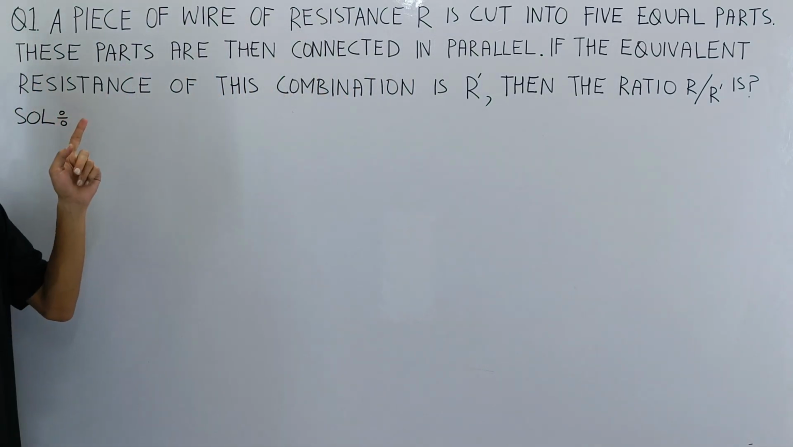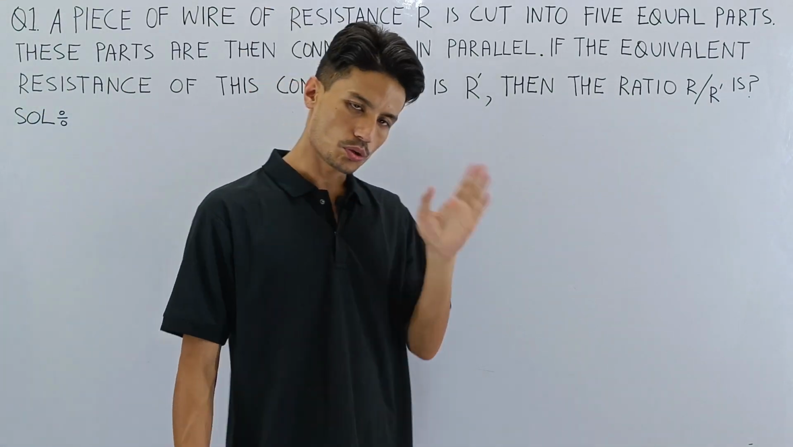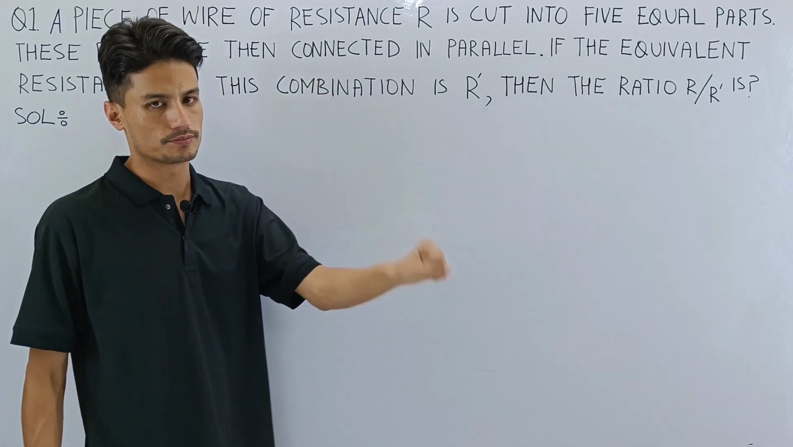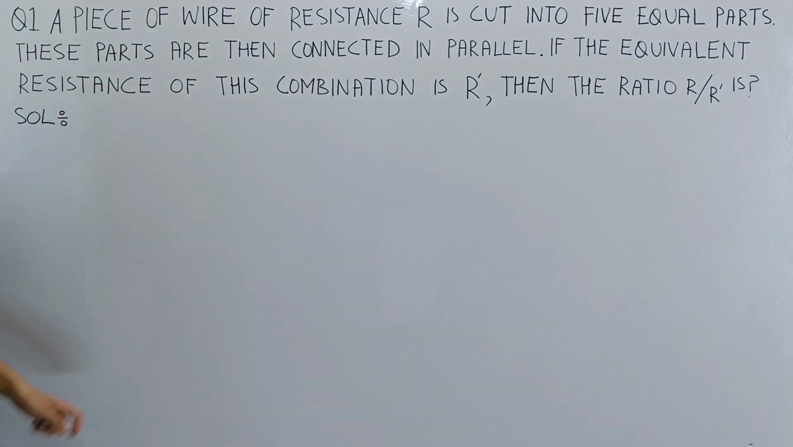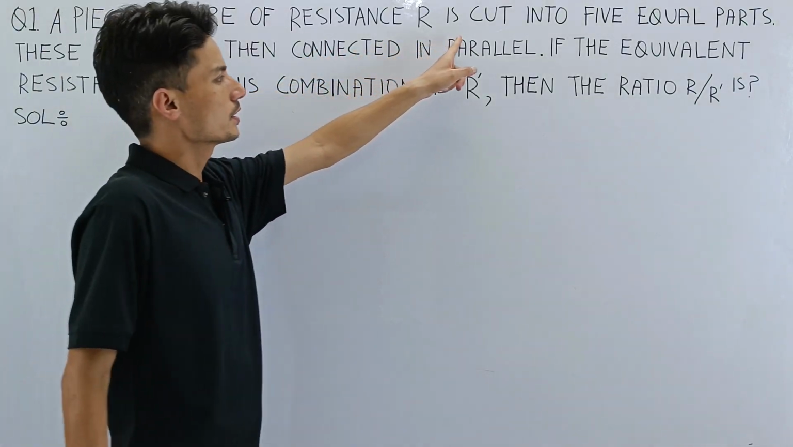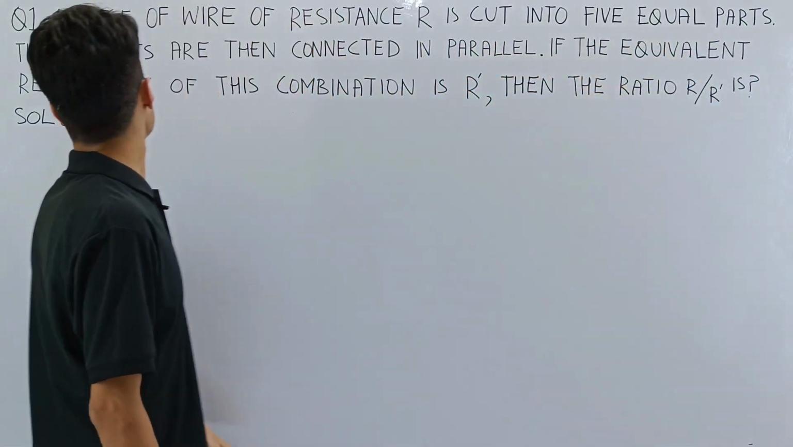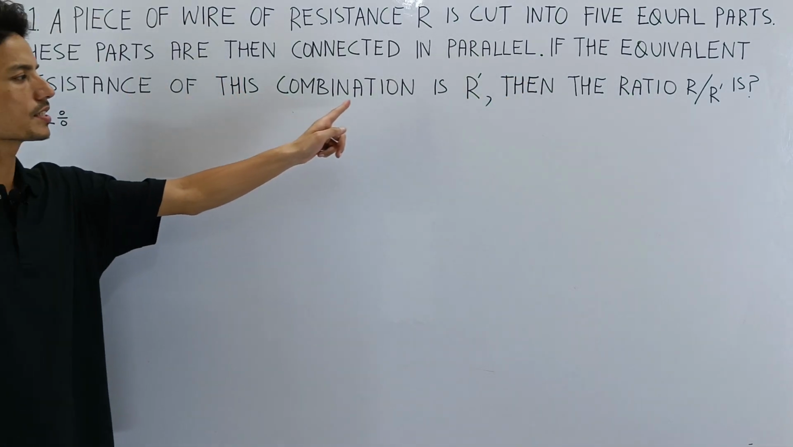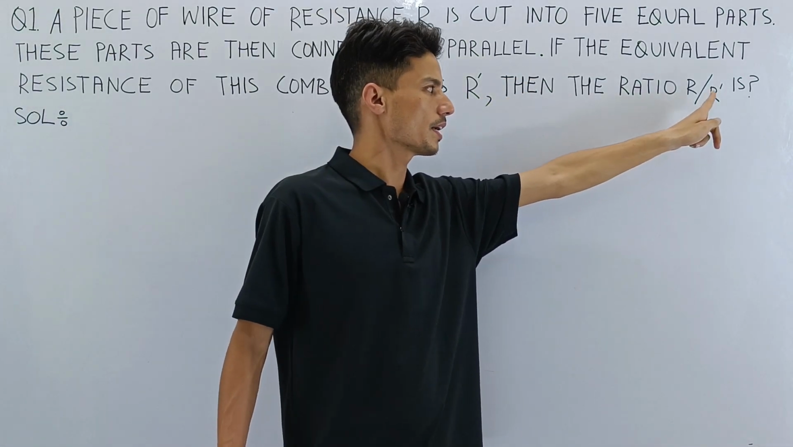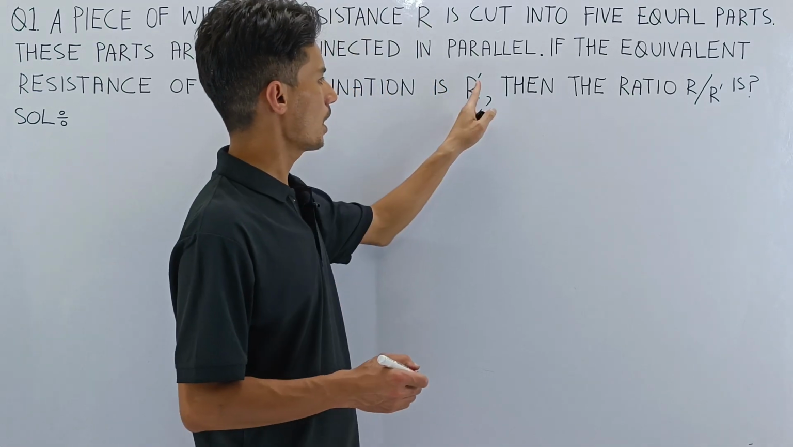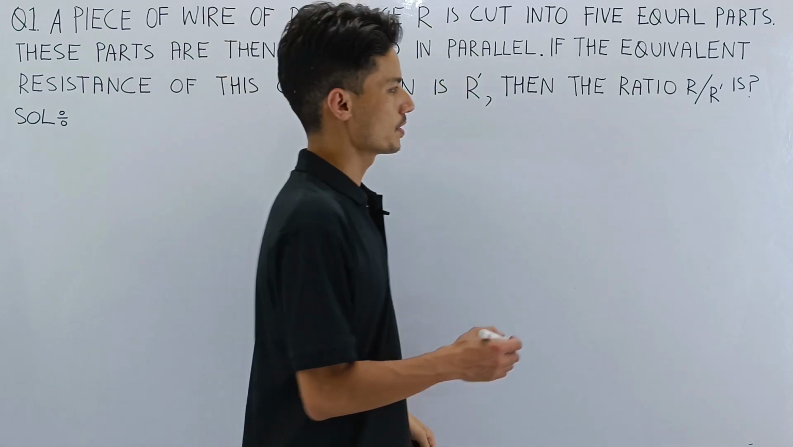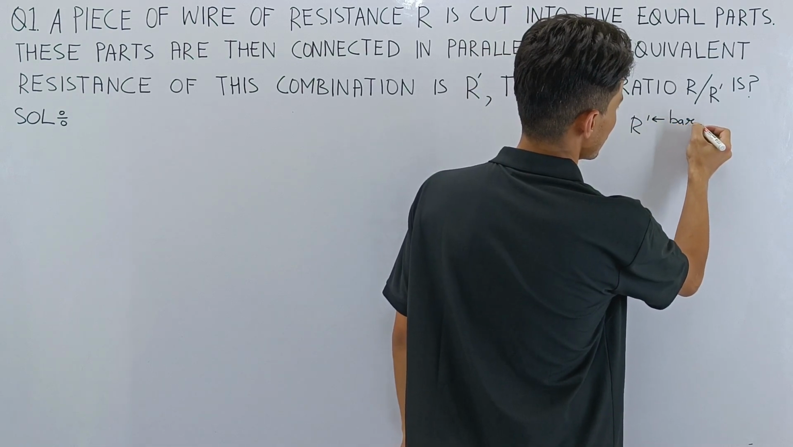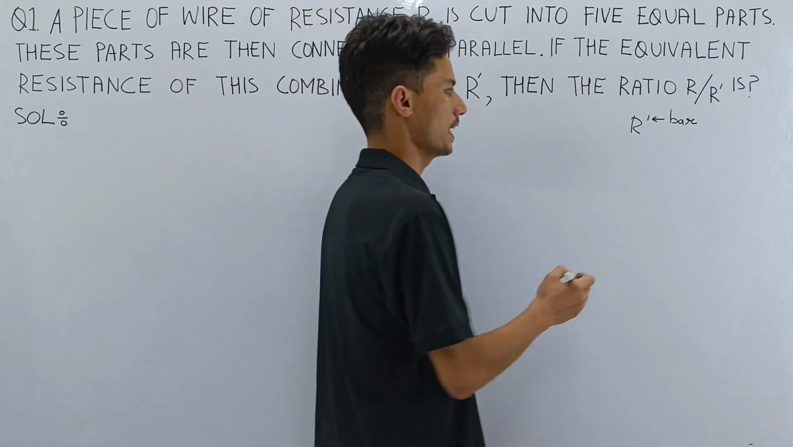The first thing to solve a numerical is to study the question thoroughly, once, twice, thrice. Keep studying until you get something out of the question. So let's read the question. The question reads: a piece of wire of resistance R is cut into 5 equal parts. These parts are then connected in parallel. If the equivalent resistance of this combination is R bar, then the ratio R by R dash is. Now this is called R dash, or R bar. Remember, these are called bar or dash.